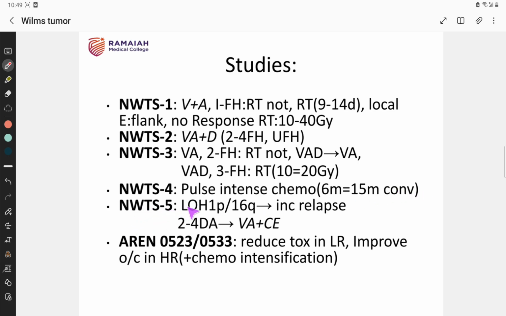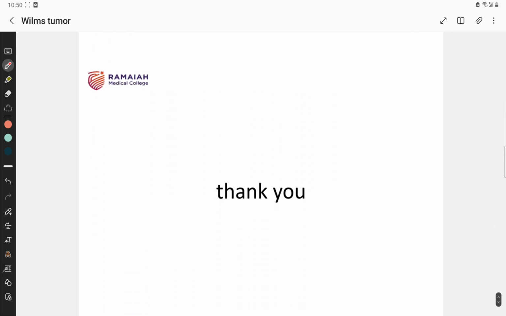And NWTS5 showed that LOH, loss of heterozygosity 1p16q, has prognostic importance. It shows us chances of increased relapse, and it also showed that in stage 2 to 4 with diffuse anaplasia, addition of cyclophosphamide and etoposide helped. And in AREN0532 and 0533, the goal is to reduce toxicity in low risk and improve outcome in high risk with chemo intensification. That was it.